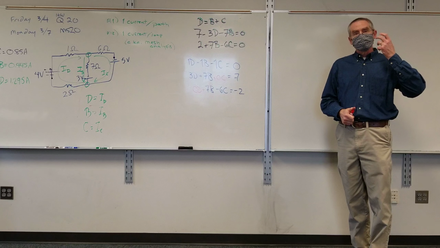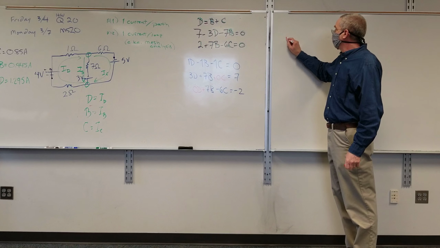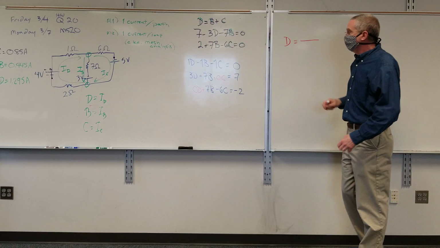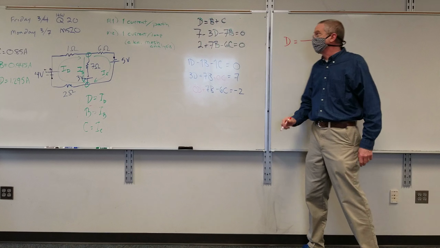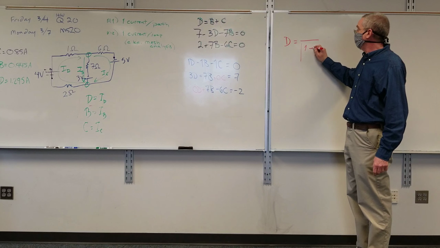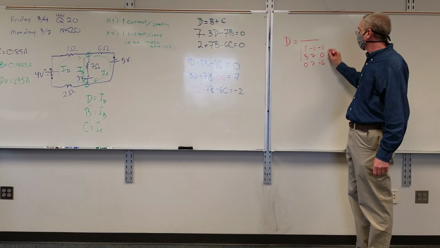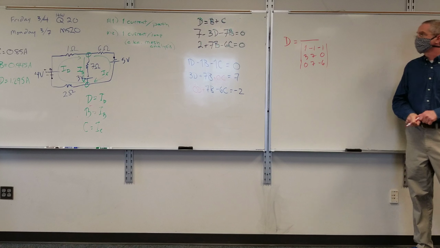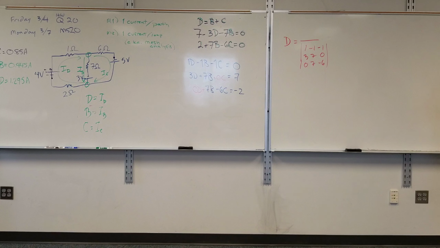Now, I'm going to do 3 fractions. First, I'm going to solve for d. The denominator is the determinant of the coefficients of what I have over here. So my determinant of 1, -1, -1, 3, 7, 0, 0, 7, -6. So I'm just going to find the determinant of this 3 by 3. The denominator for each of the fractions is the same, so once we do 1, we've got the other 2.